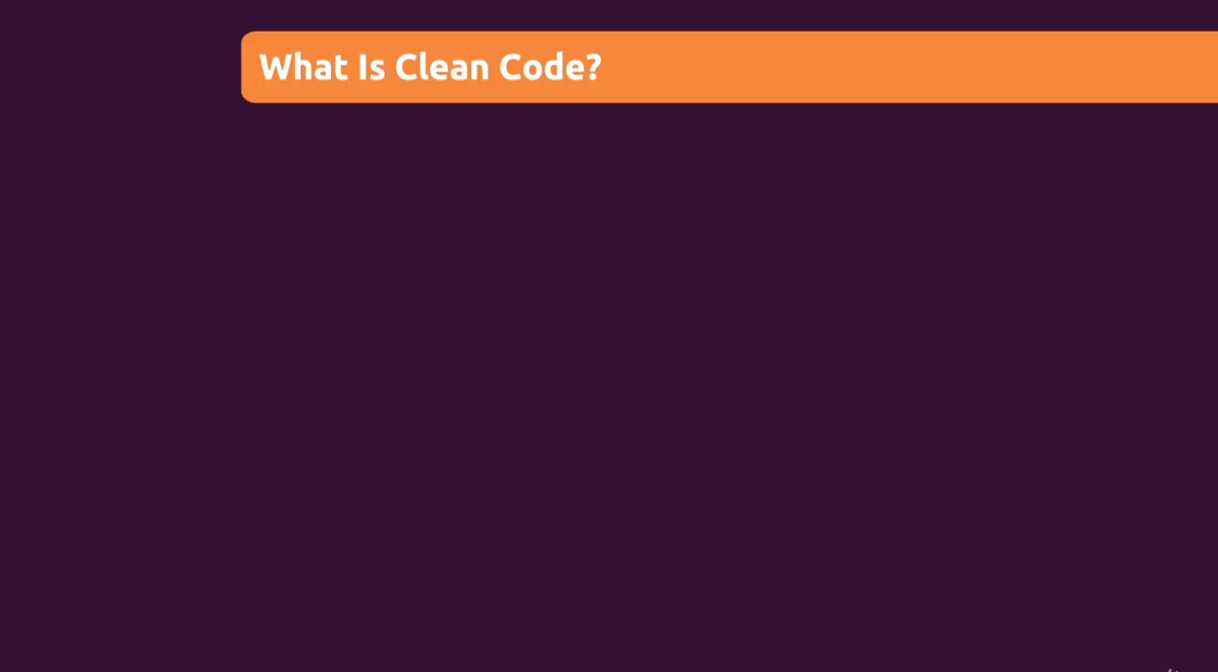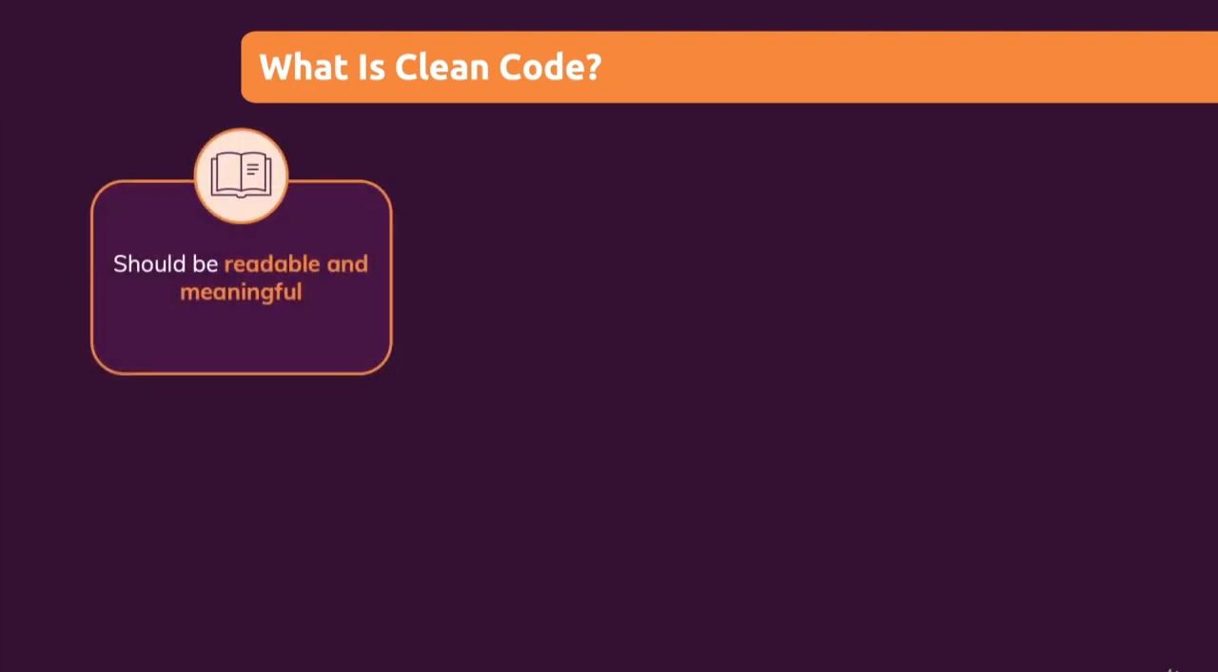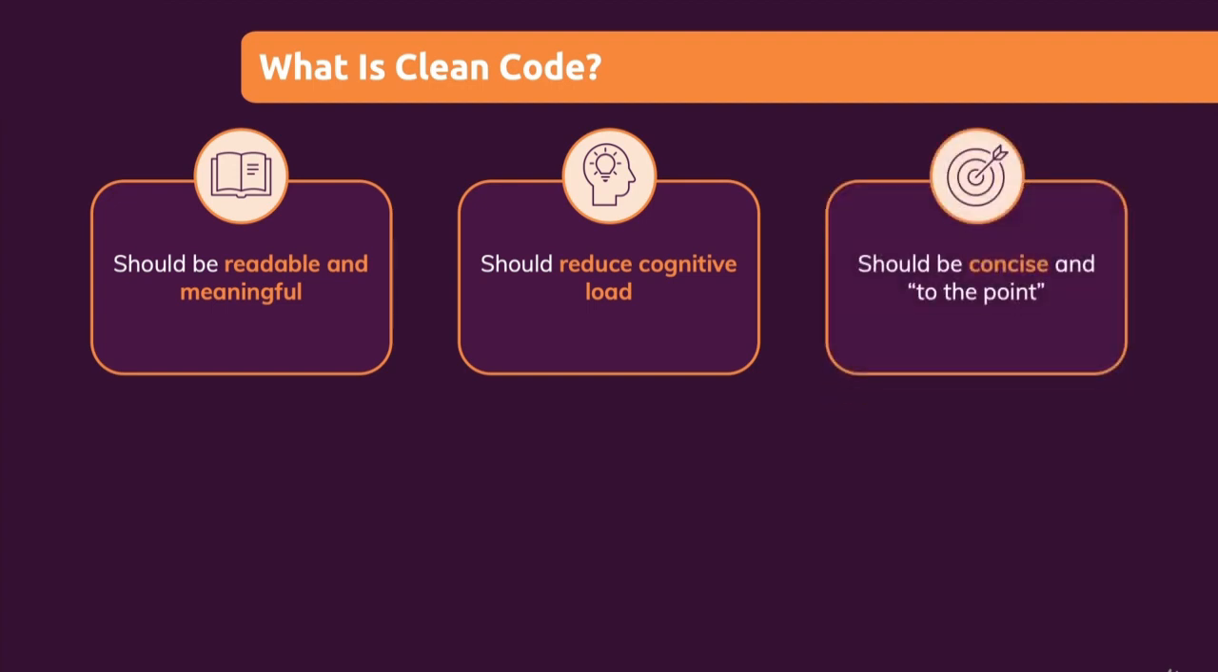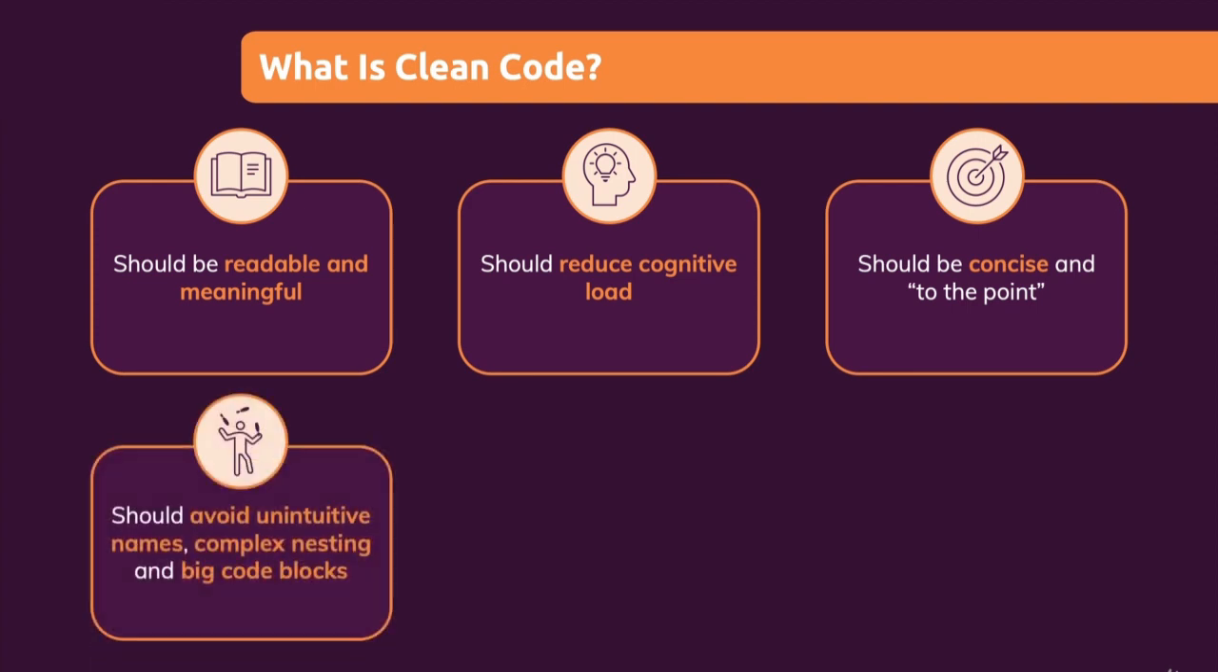So what is clean code? Ultimately, it's code which is readable and understandable, and therefore code which is readable and meaningful, which reduces the cognitive load you have to go through, so that you have less cognitive load and understanding is easy. Clean code should be concise and to the point therefore, and you, for example, want to avoid unintuitive names, complex nestings, or big code blocks.